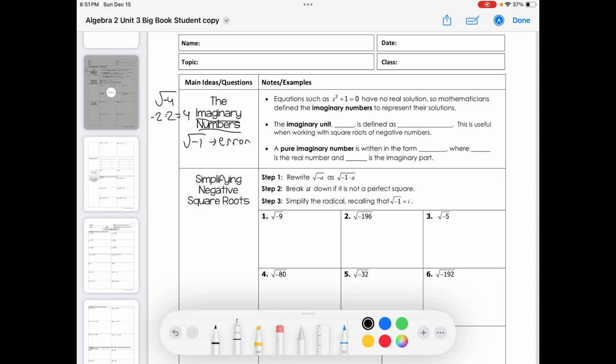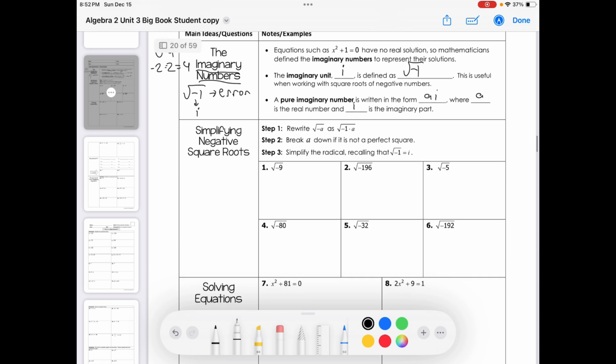The imaginary unit is i, and it is defined as the square root of negative 1. So the square root of negative 1 is what's considered an imaginary number. And all it is is just a notation to help us work with the square roots of negative numbers. When we're working with imaginary numbers, we're going to have them written in the form ai, where a is the real number, the part that we know how to work with, and i is the imaginary number, the part that we can't really work with as well.